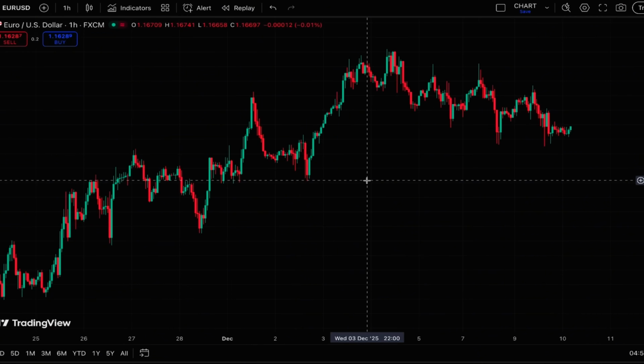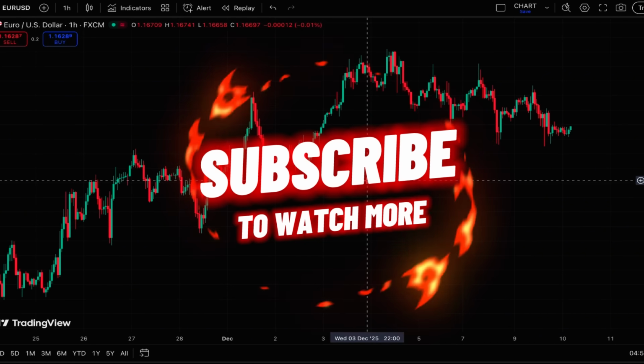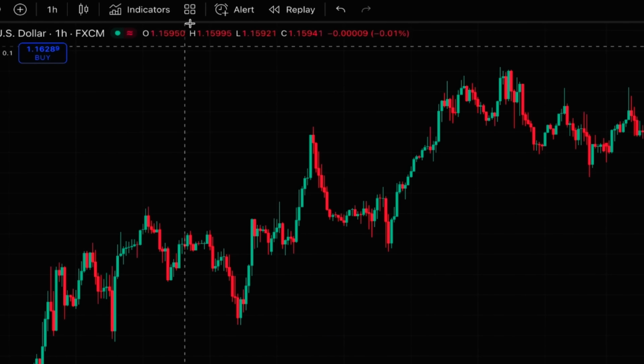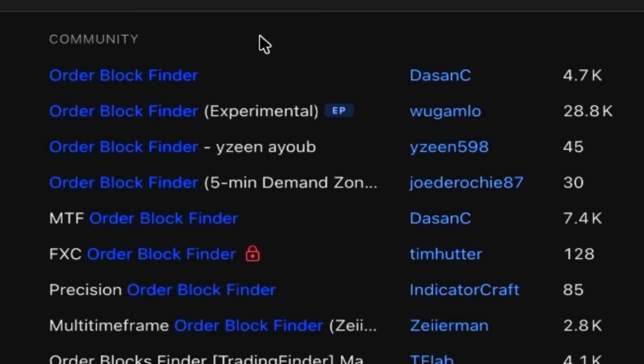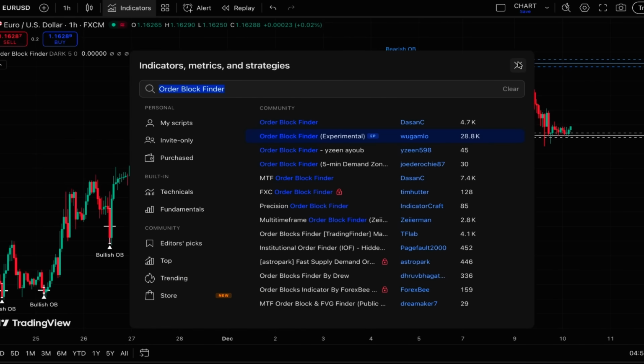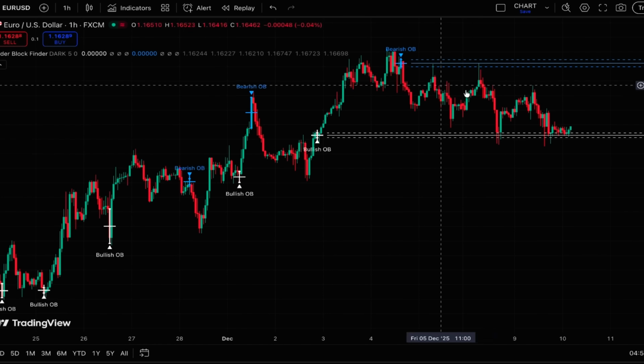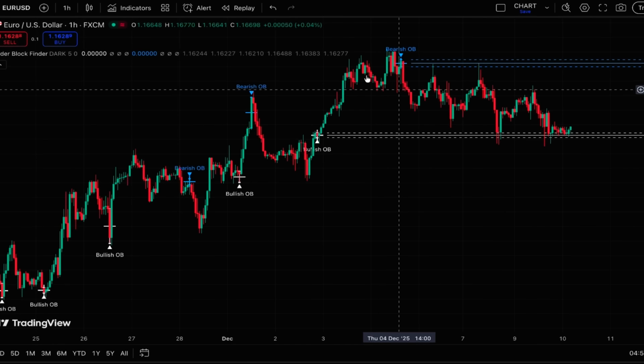Alright, now let me add the third indicator. Here we click on indicators and we search order block finder, this one, which is an editor's picks indicator and written by someone named Wu Gomlo. Alright, this is the indicator, and as you can see, it's added some levels for bullish and bearish order blocks on the price chart.